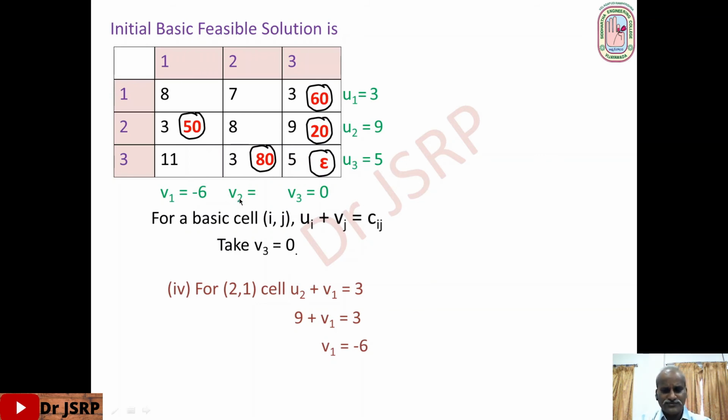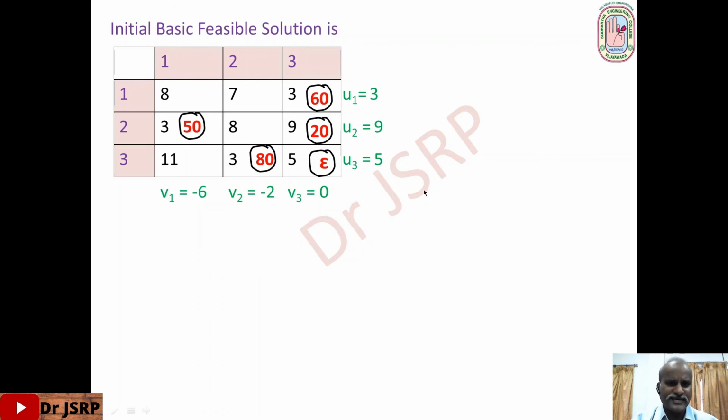Next, to calculate the V2 value, consider the 3, 2 cell. For the 3, 2 cell, corresponding U value U3 plus V2 equal cost 3. Substitute U3, 5 plus V2 equal 3. V2 equal 3 minus 5, minus 2. So using this relation, calculate the U values and V values.